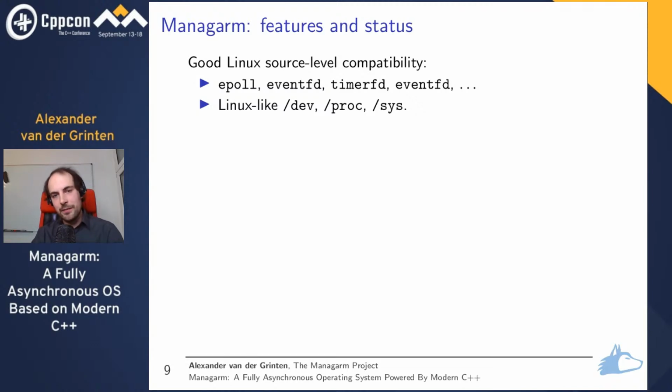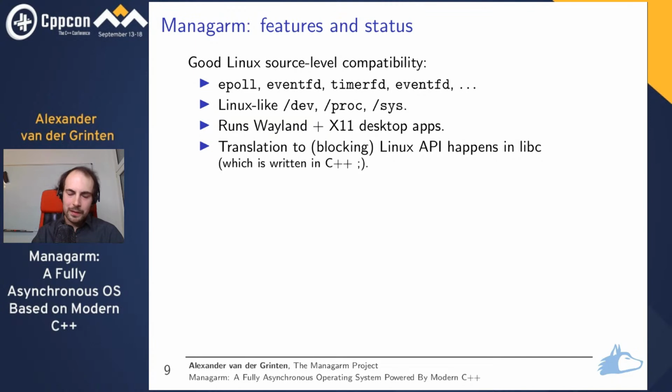We have file systems like dev, proc, and sys that have a similar layout as Linux, and we can run programs like Wayland and X11, desktop programs, and so on. When I say we can do that, of course, we need to translate between our asynchronous API and the Linux blocking API. And that has to happen somewhere. And in our case, it happens in a C library. So the C library sometimes does an asynchronous request and then just blocks for its completion. That's basically the cost of using the emulation layer. For applications that use our native API, this translation obviously doesn't happen. Otherwise, there would be no benefit.